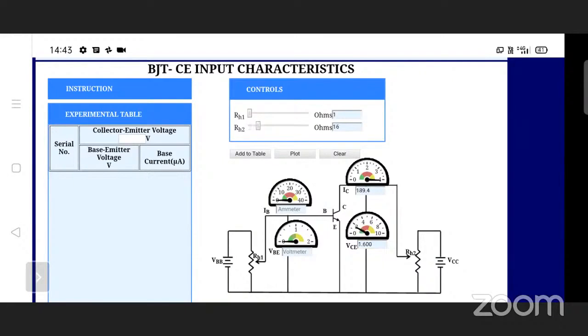Or approximately to the 1 volt. In this, firstly we set the VCE equal to 1 volt and then change the base to emitter voltage using RH1 and note down the base current IB. We have to change RH1.